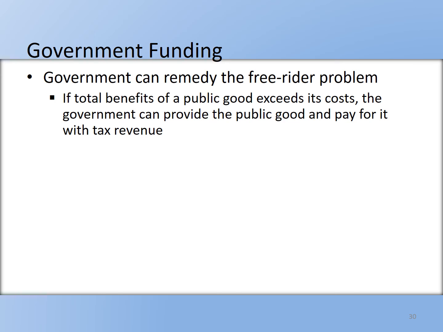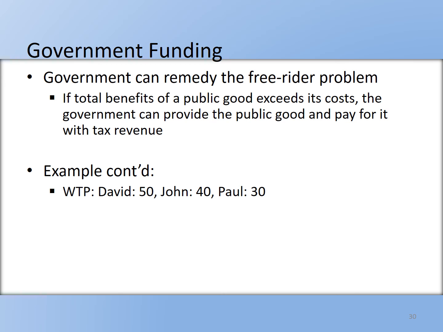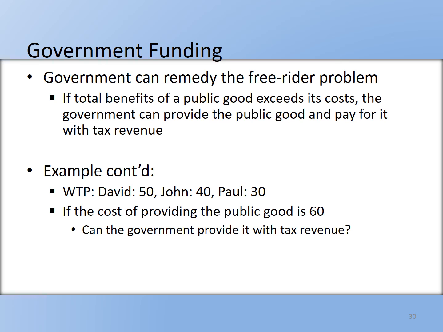All of you should benefit, right? Because even Paul benefits from the road by $30. So a tax of $20 on everyone will give everyone some benefit. So in this example, right? If the government says everyone pays $20, David gets 30 minus 20, which is 10. John gets 40 minus 20, which is 20. And Paul gets 30 minus 20, which is 10. Everyone gets something positive, and the public good is provided.